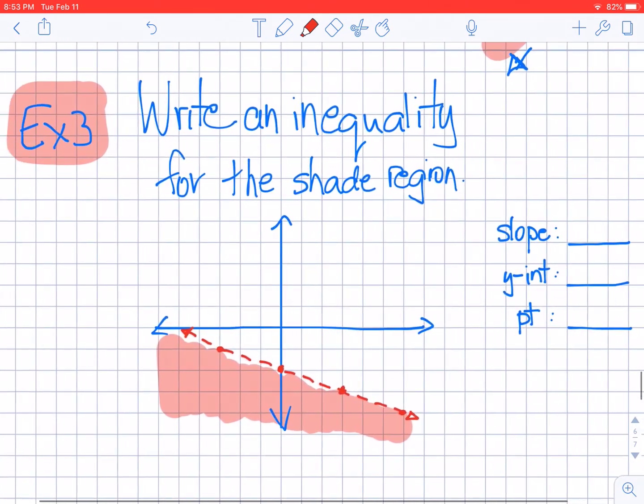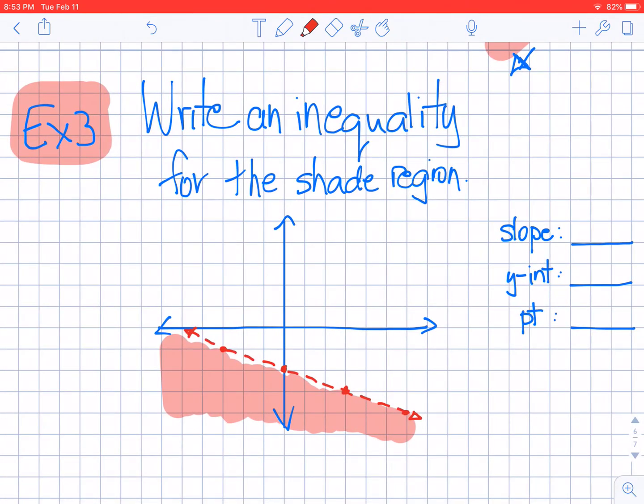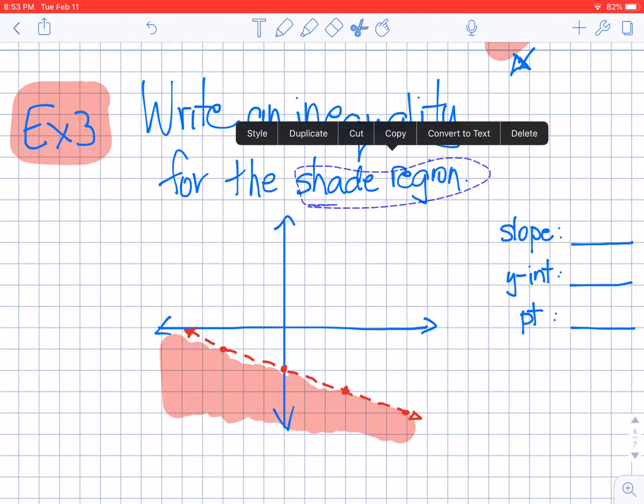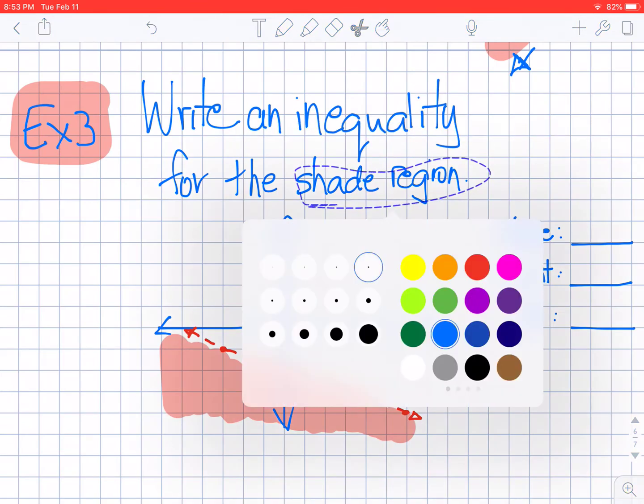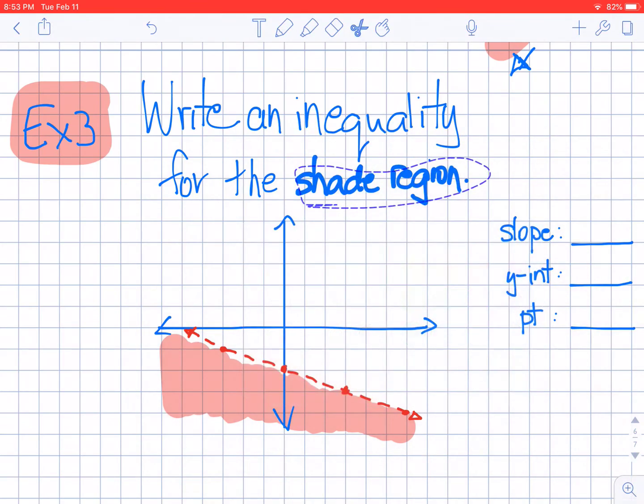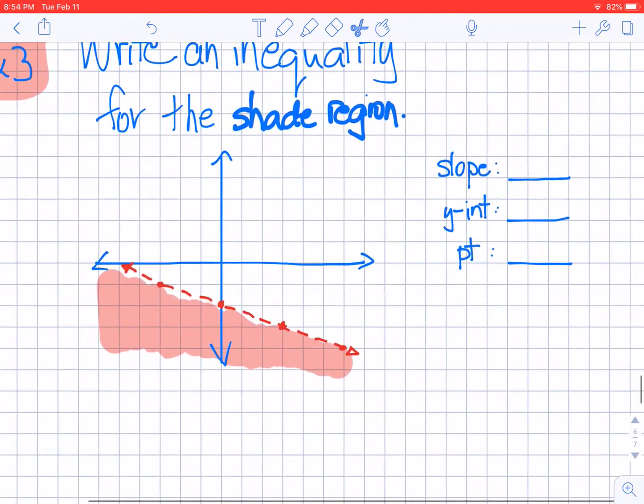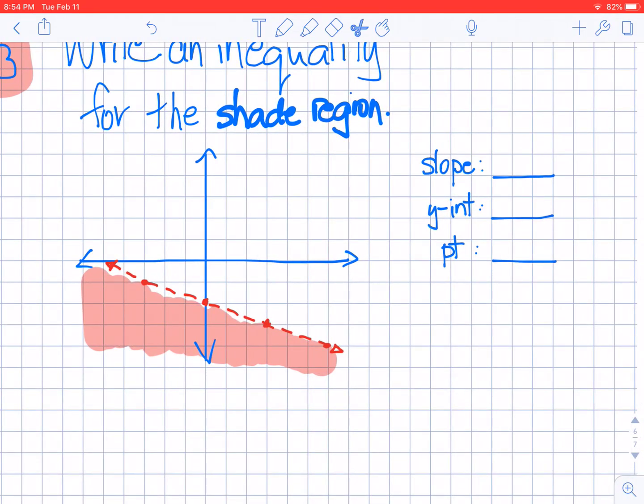All right, last problem, example 3. Write an inequality for the shaded region. All right, the shaded region is that region which is shaded red. Okay? We need to first of all establish where the boundary is. You'll notice the boundary is a line. So we first of all need to create or find one of those 3 things I've listed out: the slope, the y-intercept, or a point.